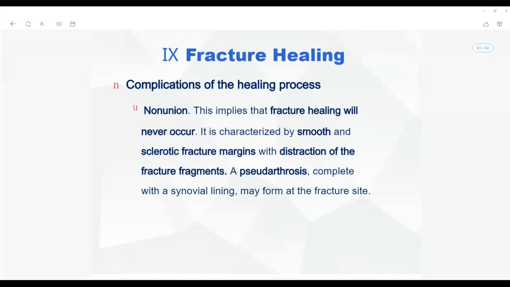And then the process of fracture healing, complications of healing, and factors affecting fracture healing are the important parts in this chapter. Without this, you will not be able to understand orthopedics at all.